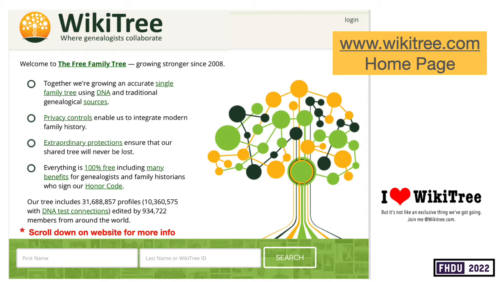And as you can see there, Wikitree's been going since 2008, and the tree now includes over 31 million profiles, and a profile means a person. And there's over 10 million profiles where there is DNA test information there. And there's now nearly a million members from around the world. This snapshot was taken in September, so it's probably hit the million mark by now.